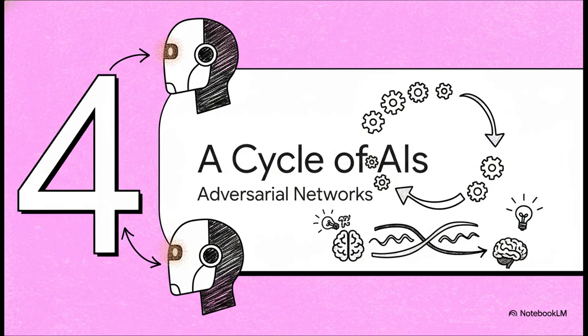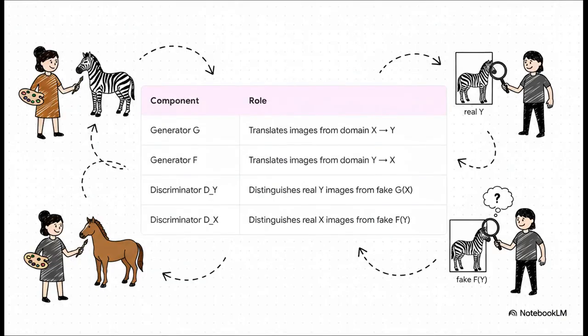So, to make sure this rule is followed, the researchers built this really clever system of competing AIs that basically teach each other how to get better and better at being translators. Okay, so think of it like a team of four. You've got two student artists, those are the generators, and their job is to create forgeries.